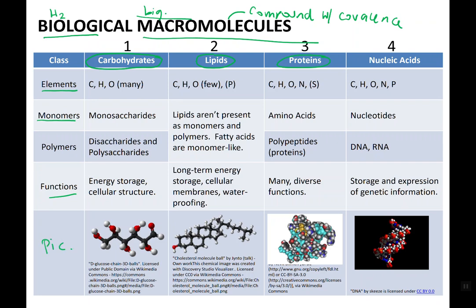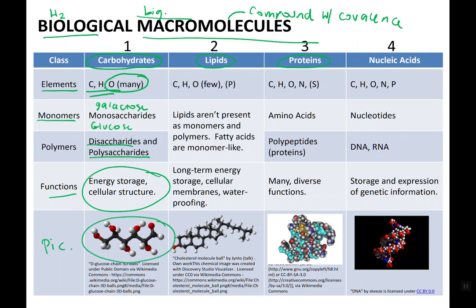For carbohydrates, the elements are necessarily and obligately, meaning they have to be in there, C, H, and O. And for carbohydrates in particular, the O's are numerous. I'm going to make that distinction because there's some other cases that we'll get to in a minute. So monomers of carbohydrates are monosaccharides. These are things like glucose and galactose. And the polymers are disaccharides, so two monosaccharides together, and polysaccharides, which is more than two. These are for energy storage and also to contribute to cellular structure as well. So here is a glucose chain in a three-dimensional space-filling model.